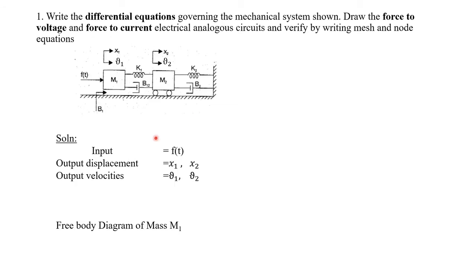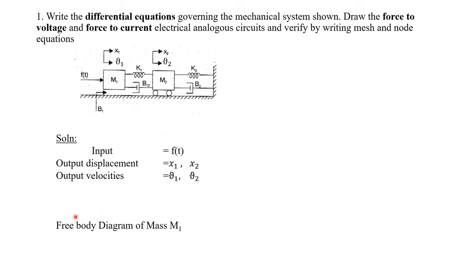After that we are going for an analogous circuit. So first we have to identify the input. Here the input will be f, that is f of t, or simply we can write it as f. Then what about the output signal? Here we are considering velocity as an output, isn't it? So we can write both displacement as well as velocity as an output. Output displacements will be x1 as well as x2, and the output velocities will be v1 as well as v2. Now first we are going to find the differential equation.